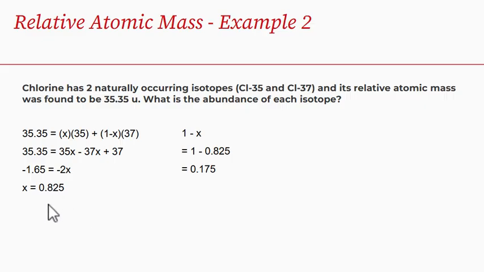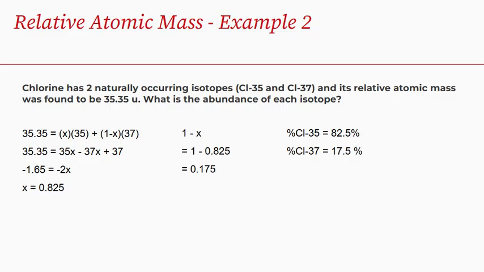That gives us the abundance of chlorine 35. To find chlorine 37, we just put that back into the 1 minus x that we created before. So we have 1 minus 0.825, which gives us 0.175. And then to convert those back into percents, you just multiply both by 100. That gives chlorine 35 an 82.5% relative abundance, and chlorine 37 a 17.5% abundance.